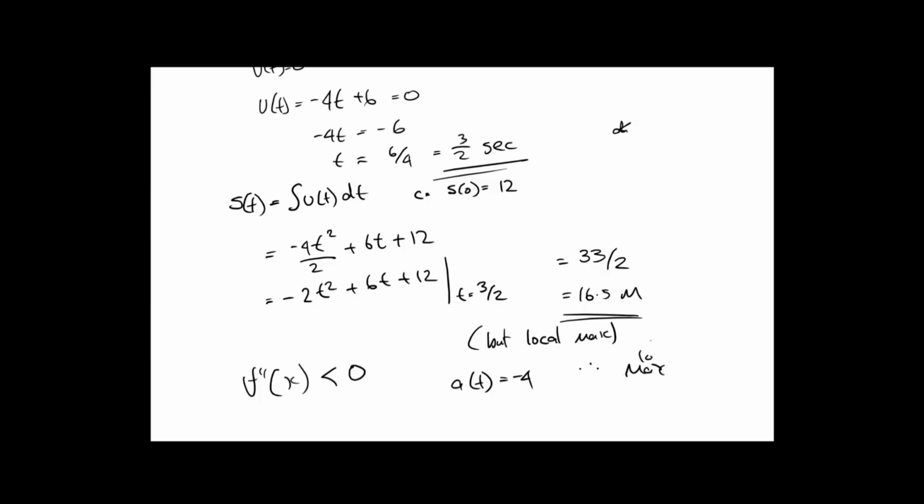It's a local max. They gave us that in the beginning. And -4 is obviously less than 0. So therefore, it's a local maxima.